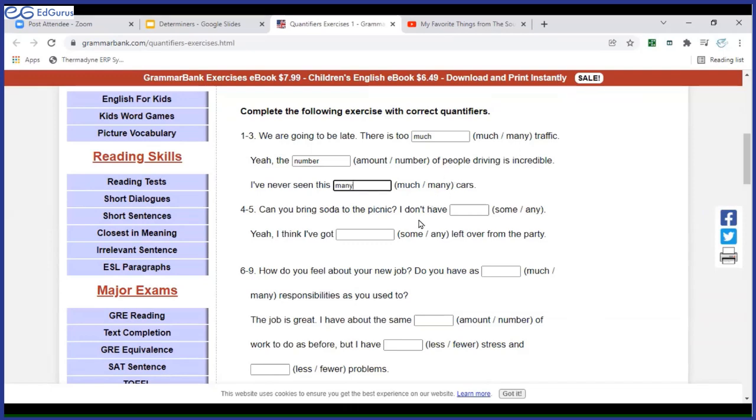Can you bring soda to the picnic? I don't have any. Right. Now you see what it is? Here we have chosen any. Why? Because the sentence indicates a negative expression. Right? I don't have any.